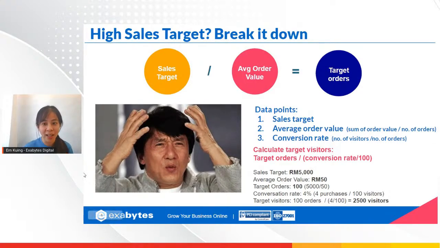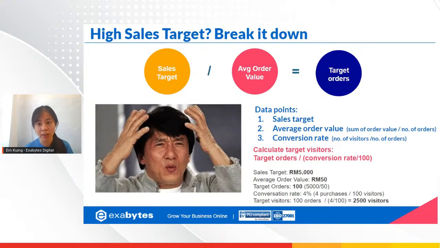Example, if your sales target is 5,000 ringgit and your average order value is 50 ringgit. So how do you calculate the target orders that you need in order to achieve a sales target of 5,000? You take your 5,000 divided by 50 and your target orders is 100. You then calculate conversion rate. That means you take purchases and divide by visitors to get conversion rate, and then you can calculate the target visitors that you need to bring onto your website.